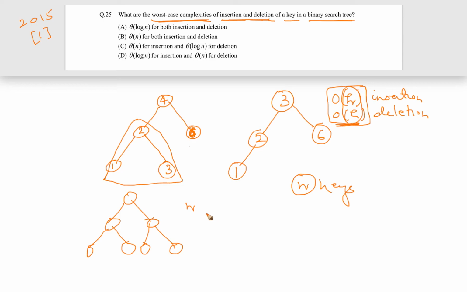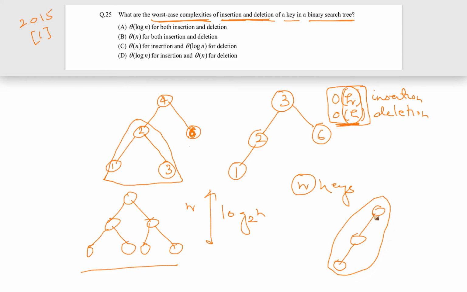If n nodes are there and its height is log n, then that can only happen when the binary search tree is a full binary search tree, sort of like this. But technically this is also a binary search tree, right? Simply this is also a binary search tree, because the properties of a binary tree are satisfied. What is the property of a binary search tree? That no node should have more than 2 children. So it can have a maximum of 2 children.